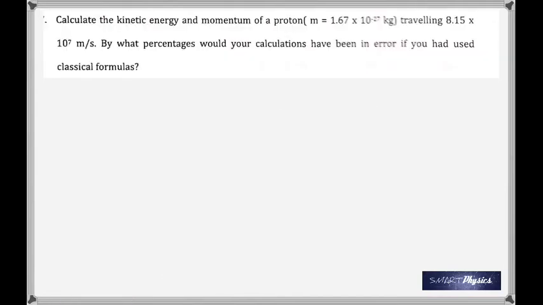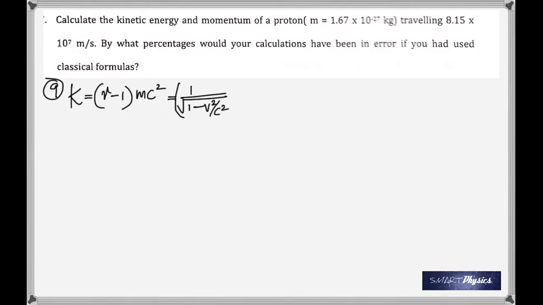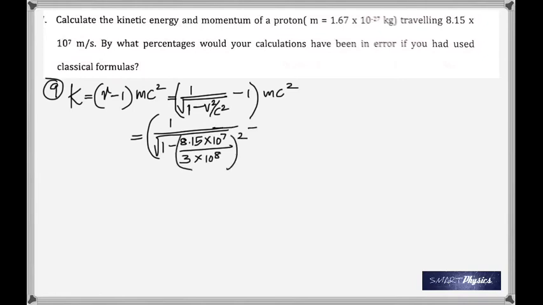All right. And then calculate the kinetic energy and momentum of a proton traveling 8.15 times 10 to the 7 meter per second. By what percentages would your calculations have been in error if you had used classical formulas? Once again, it's about calculation of kinetic energy and momentum. Kinetic energy is given by gamma minus 1 MC squared. So K is gamma minus 1 MC squared. Gamma is 1 by root of 1 minus V squared by C squared, minus 1, times MC squared. And by now MC squared is the rest energy of the proton, and velocity is given. So plug all those numbers, 938.3 mega electron volts, and you calculate that.